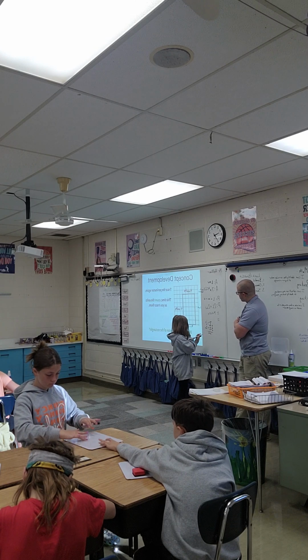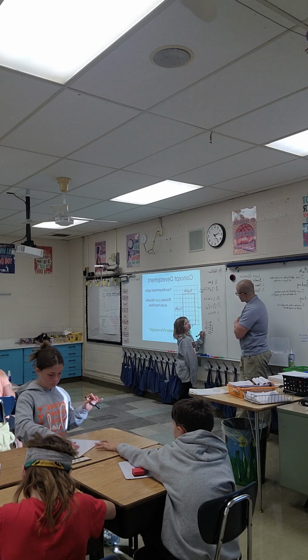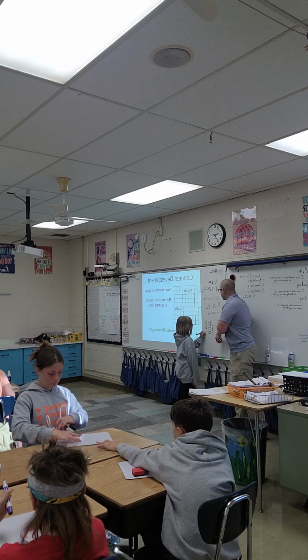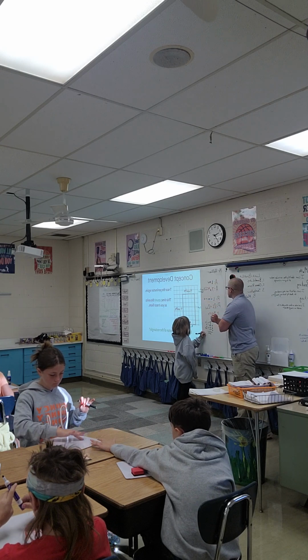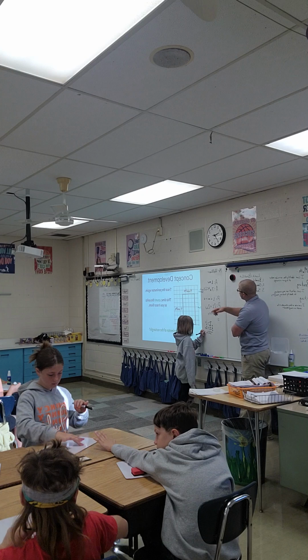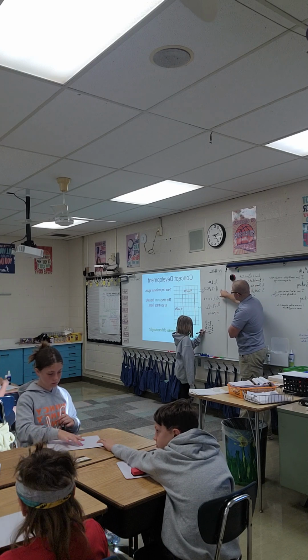22 what, Miss Aubrey? Not square units. Perimeter, you're just getting the length. So it is just 22 units. When we do the area, we must add square units because we multiply.